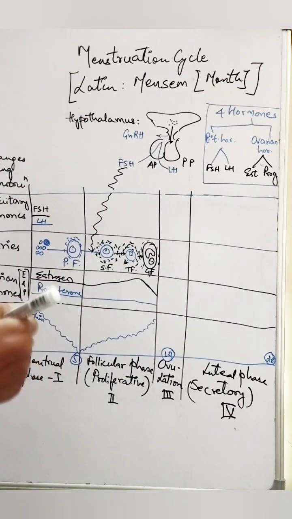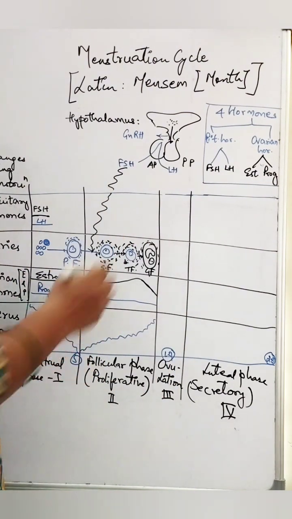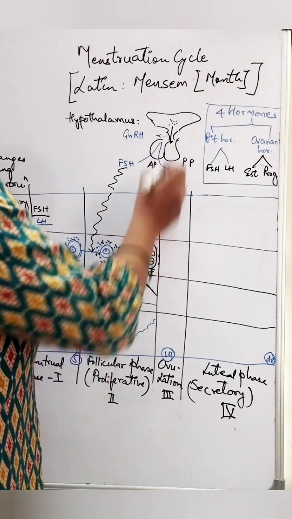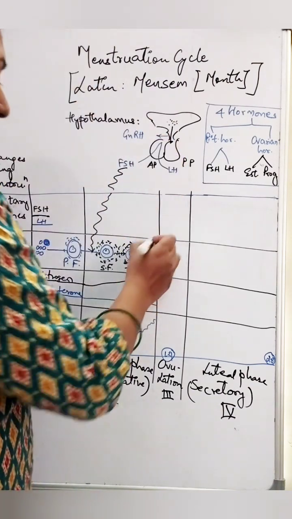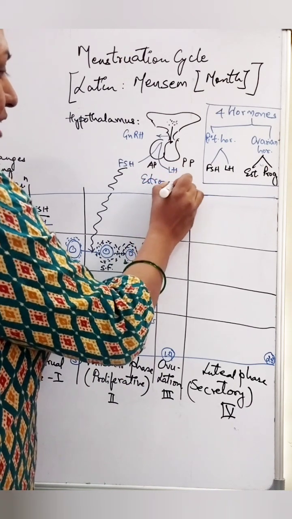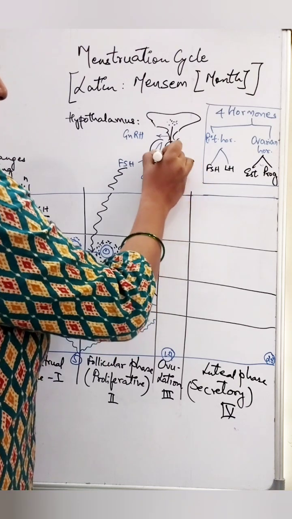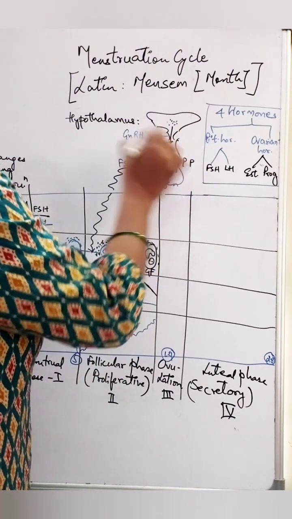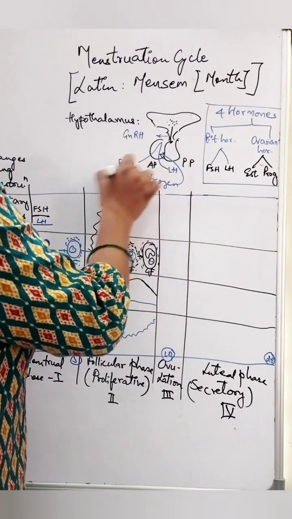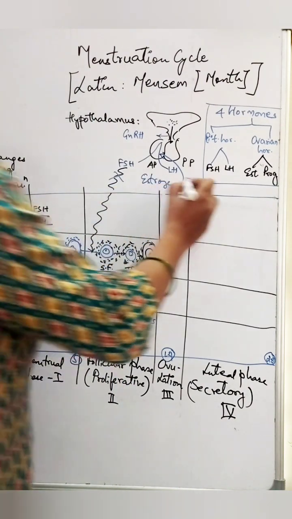Now what is going to happen? These estrogens will give a negative feedback to the anterior pituitary. So this estrogen will send a negative feedback to the pituitary. I'll do like this. And it will say that please do not supply FSH. No more FSH should be supplied. This is a negative feedback.